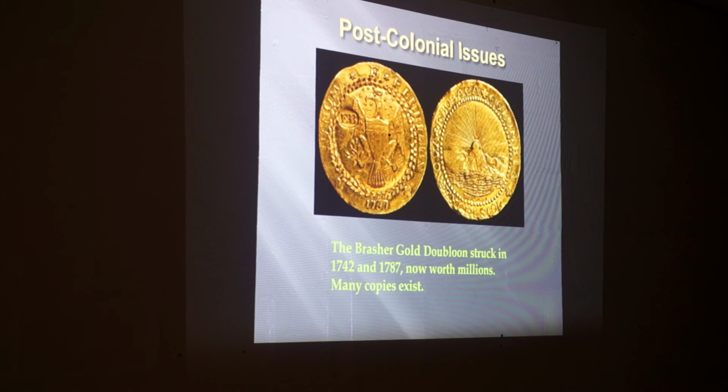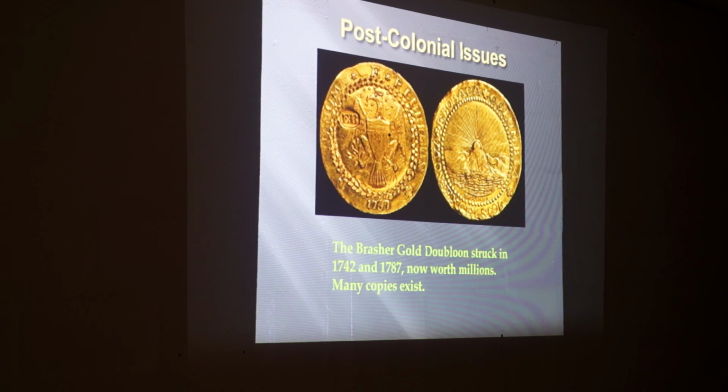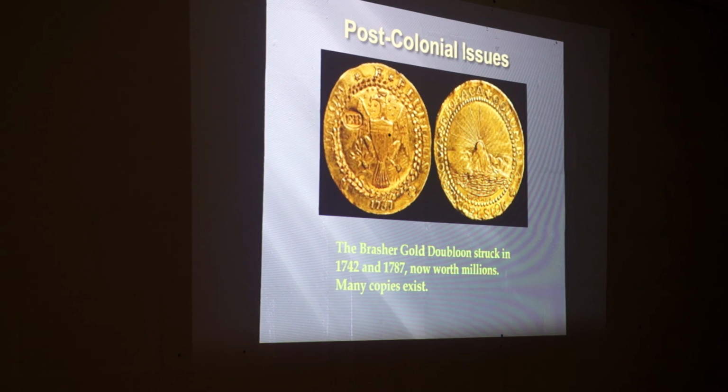After the war, as we entered the federal period, the colonies, the new nation, lurched toward a coherent monetary system. There were some strange pieces along the way. Here's the Brasher gold doubloon, a very famous coin, issued in 1787.